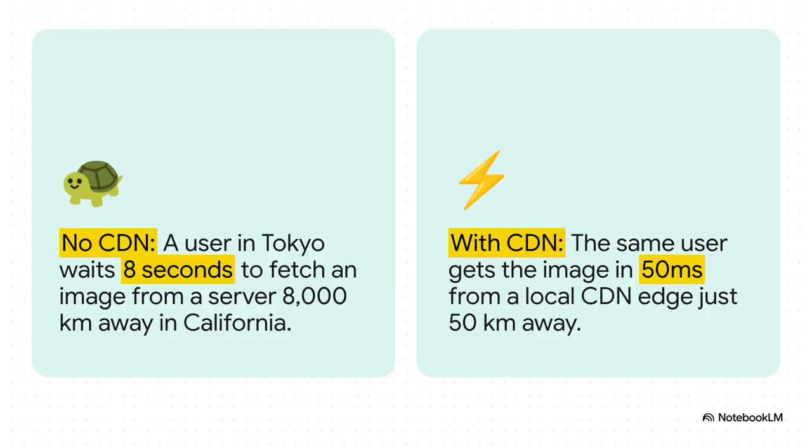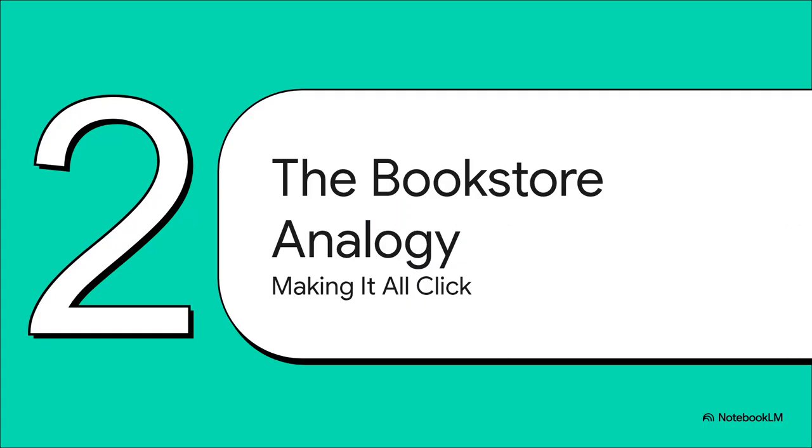Okay, problem number 2 is just plain old distance. I mean, if your server is sitting in California, but your user is in Tokyo, that data has to travel 8,000 kilometers. The speed of light is fast, but it's not that fast. This is exactly where a content delivery network, a CDN, comes in. It basically puts a copy of your data in Tokyo, and that turns an 8-second wait into just 50 milliseconds. It's a game changer.